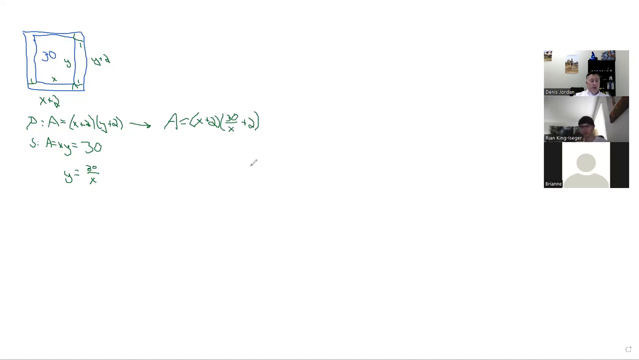You could leave it alone, you could FOIL it, but no matter which way you go with it, you're going to have to take the derivative. So do you want to FOIL it and then do the derivative, or do you want to do the product rule with your derivative and leave it alone? I would probably just do the product rule. Okay. So your derivative of x plus 2 is just 1 times 30 over x plus 2. The derivative of 30 over x is negative 30 over x squared, times x plus 2. So distribute.